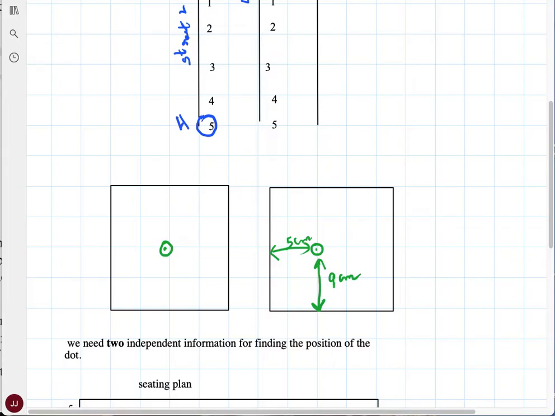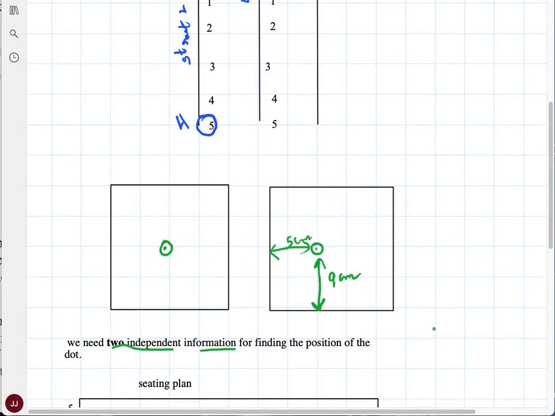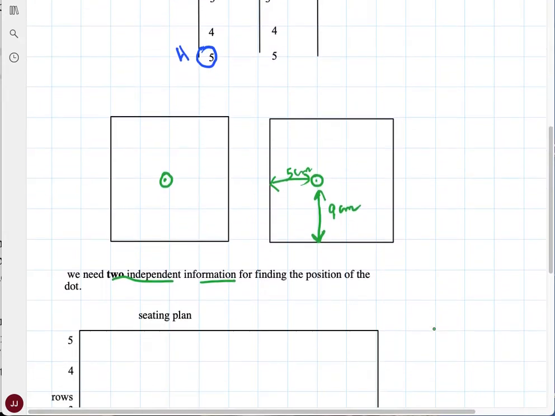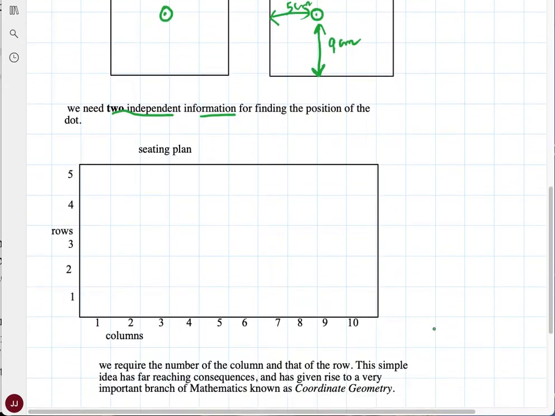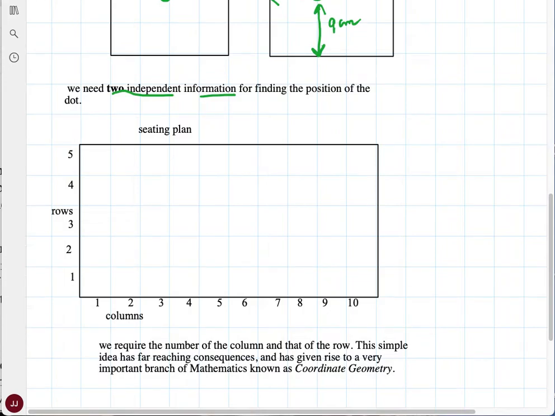For this purpose, we fix the position of the dot by specifying the distance from the fixed lines, the left edge of the paper and the bottom line of the paper. In other words, we need two independent pieces of information for finding the position of the dot, right? So we have seen two scenarios where we need two independent pieces of information to locate a particular position. Okay, we'll see one more example. Let's see the seating plan in a classroom.